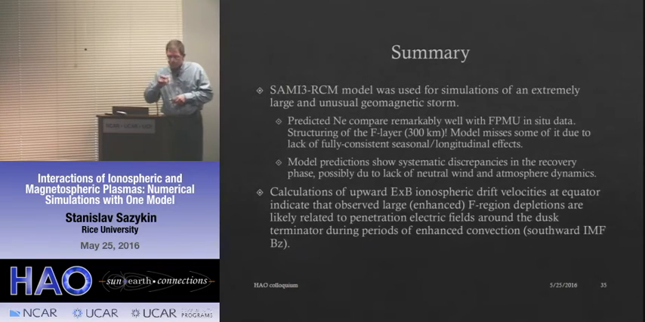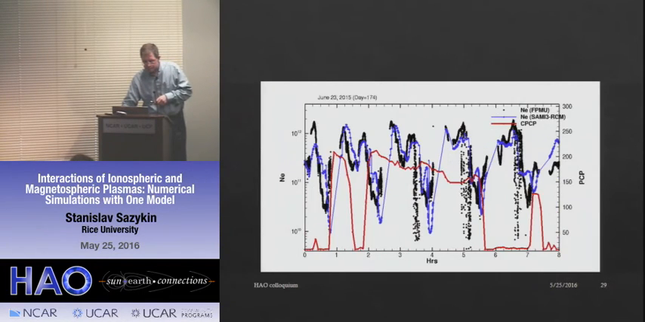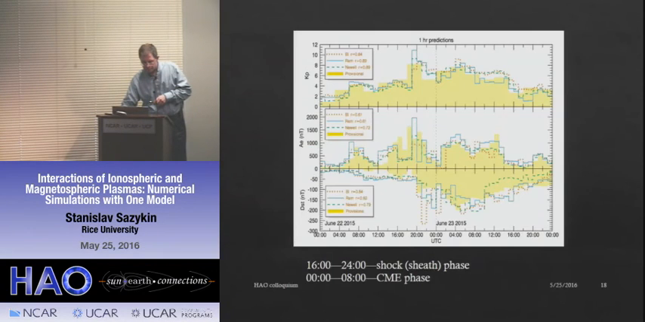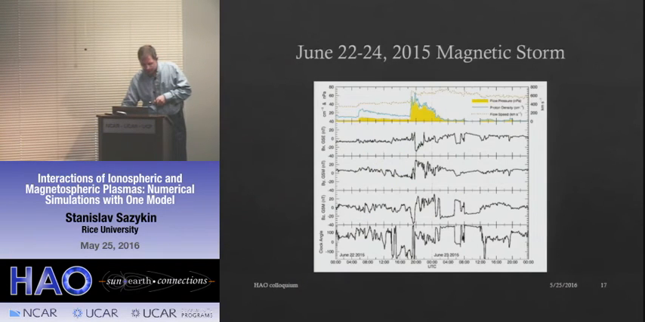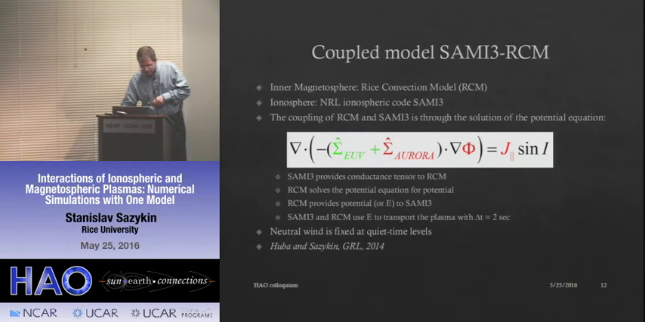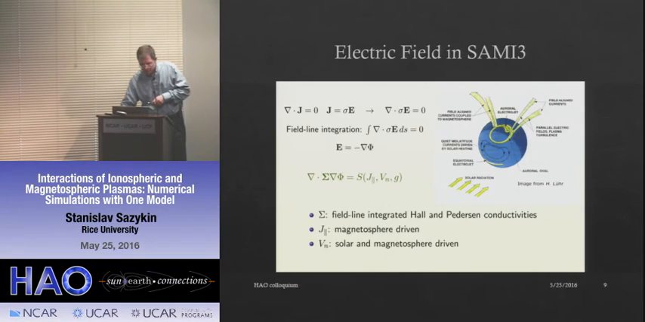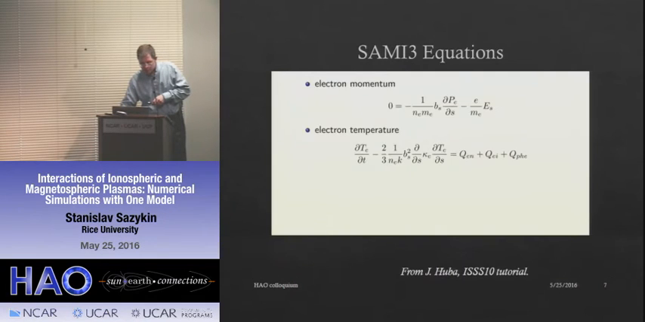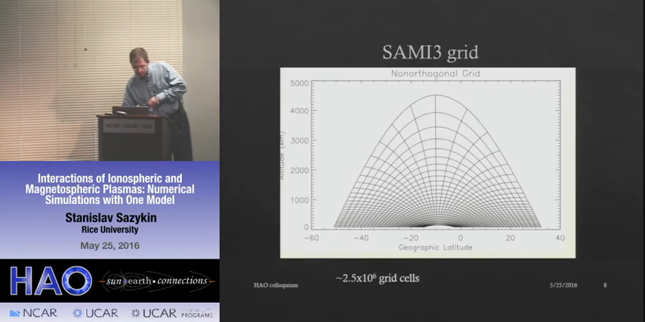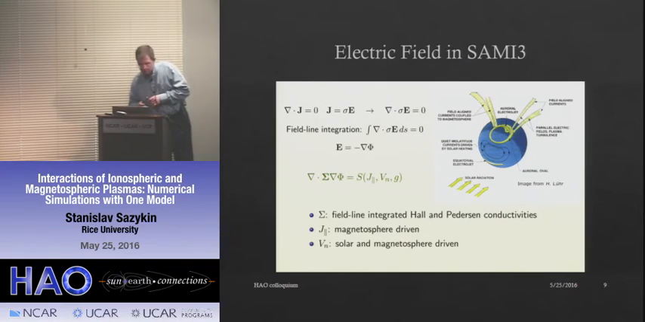Something you didn't go over in the coupled model: both SAMI3 and RCM need to have some kind of boundary condition at high latitude. The polar cap is a region they don't solve. Especially if you're doing a storm, do you take into account an expanding and contracting polar cap boundary, and how? What are you doing about this boundary problem?